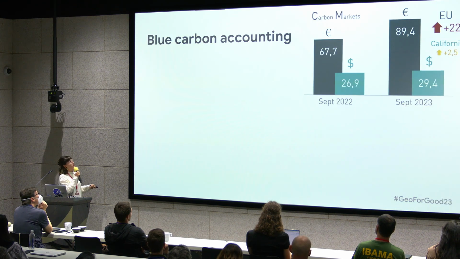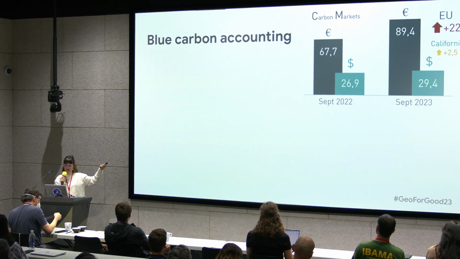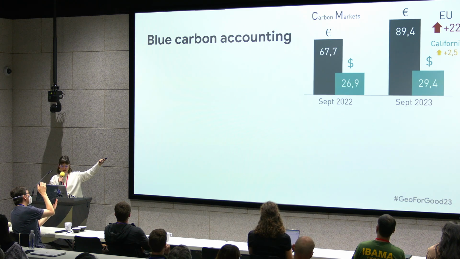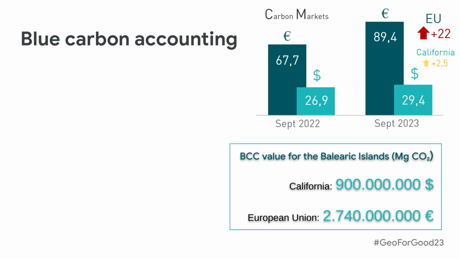And the last part is how we transfer this blue carbon accounting to numbers in the carbon markets. These are the values for the carbon markets for the last year and this year. You can see for the European market, it rises 22 points, but for California market, only 2.5 points. And these are the values for all the Balearic Islands for megagrams of CO2 that will cost the blue carbon credits for both markets.